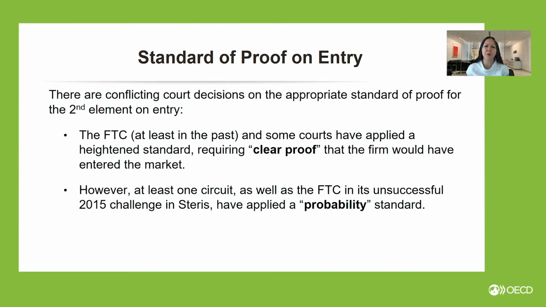So let's talk a little bit about the standard of proof for the second element on entry. There's conflicting court decisions in the United States. We have the FTC, at least in the past, and some courts that have applied a heightened standard requiring clear proof that the firm would have entered the market. However, there's at least one US Circuit Court, as well as the FTC in its unsuccessful 2015 challenge in Steris, that have applied a probability standard.